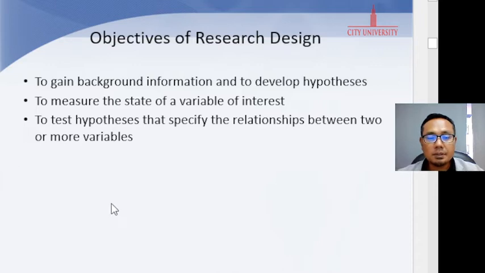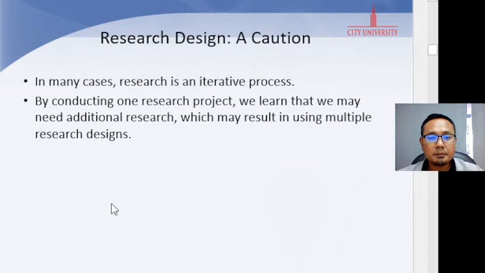The objectives for research designs are to get at least some basic information, to develop the hypothesis, to measure the state of the variable of interest, and to test hypotheses that specify the relationship between two or more variables. So you have to be very cautious about the research design. In many cases, research is an iterative process. By conducting one research project, we learn that we may need additional research, which may result in using multiple research designs.